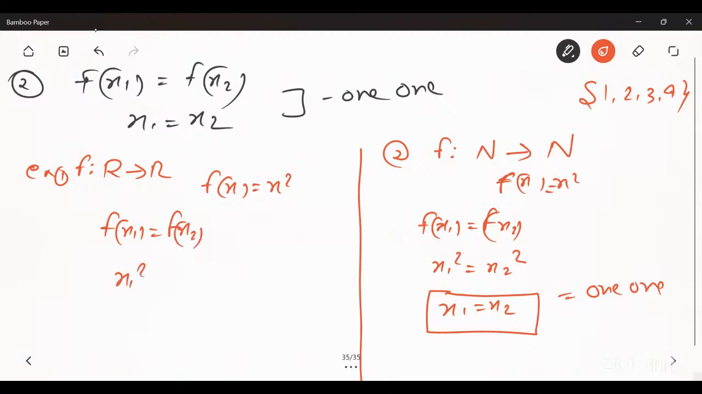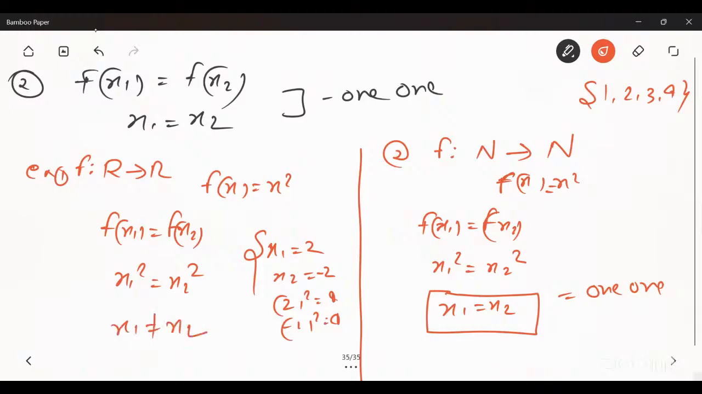So x1 square is equal to x2 square. Now take the example. Real number means all the numbers, negative, positive, decimals, all come here. So you have seen that if I put x1 is equal to 2 and x2 is equal to minus 2, so 2 square is equal to 4 and minus 2 square is equal to 4. So x1 square is equal to x2 square. That doesn't mean that x1 is equal to x2, because 2 and minus 2 both have the same images.